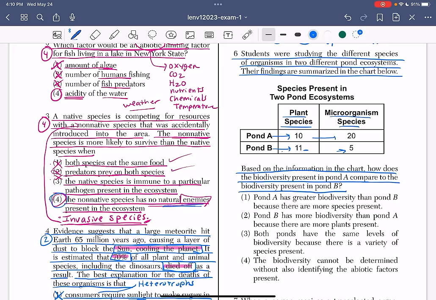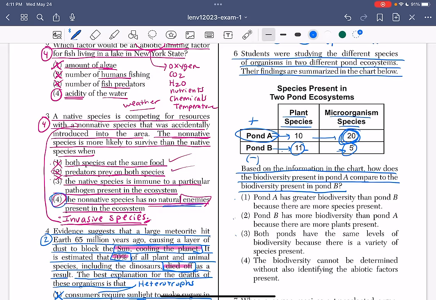in pond B? So without even looking at the choices, we can just say that pond A had more biodiversity than pond B because it has 20 different types of microorganism species. 20, that's a lot more. Pond A, yeah, it had one more different plant species, but it didn't have much differentiation of microorganisms. This one has a lot of biodiversity. So let's see what the choices tell us.